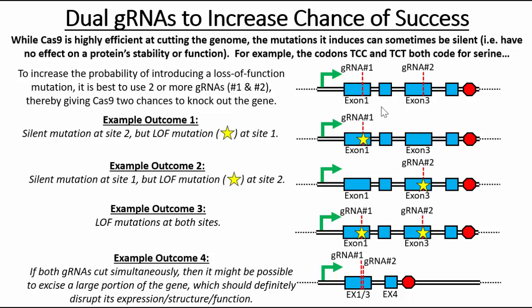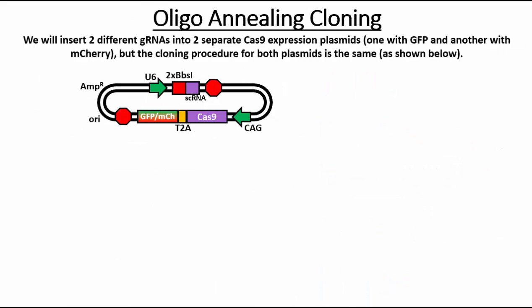So you can see we've got a lot of opportunities here for Cas9 to make some kind of deleterious mutation in the gene by using a pair of gRNAs. So that's why we do it this way.